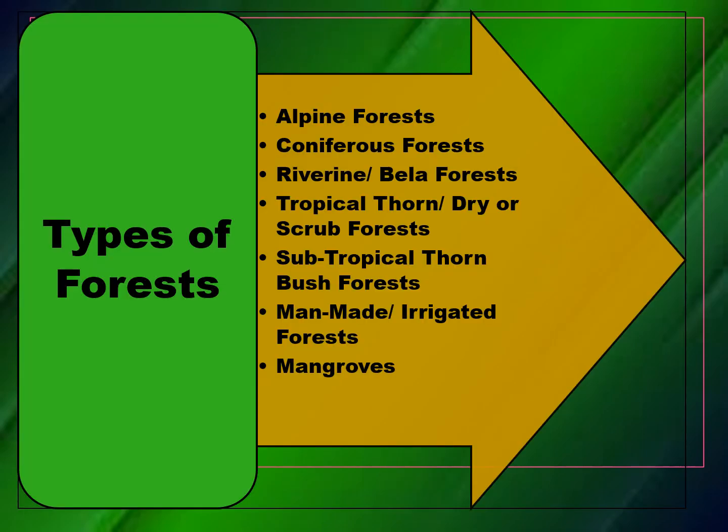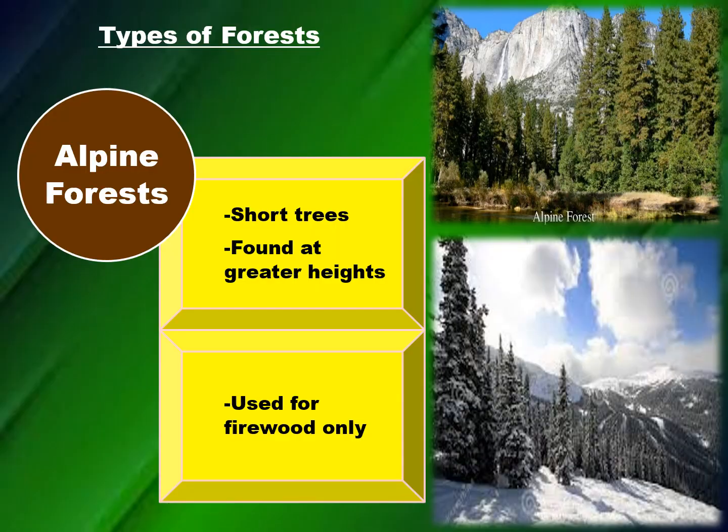There are different types of forest like Alpine Forest, Coniferous Forest, Riverine Forest, Tropical Thorn or Dry Scrub Forest, Subtropical Thorn or Bush Forest, man-made irrigated forest, and mangroves. These all types are available in Pakistan, and we are only concerned with these types, and I'm going to elaborate each type in detail. First of all, let's see the alpine forest.